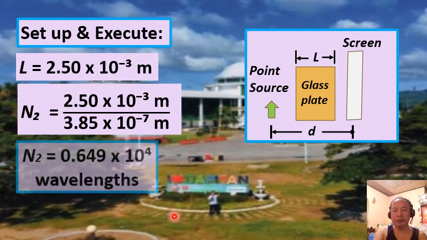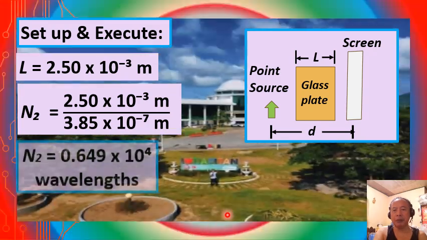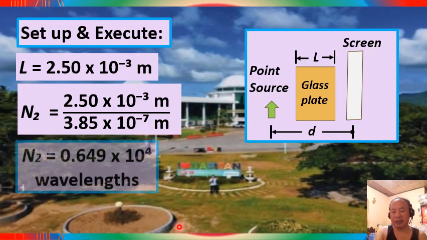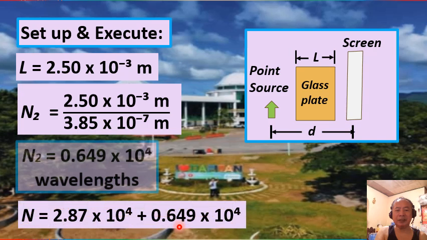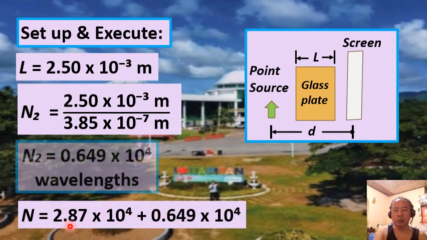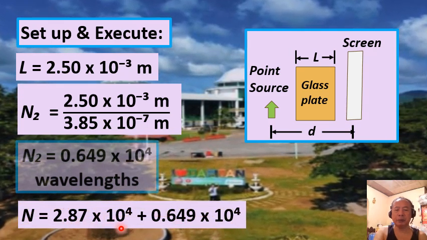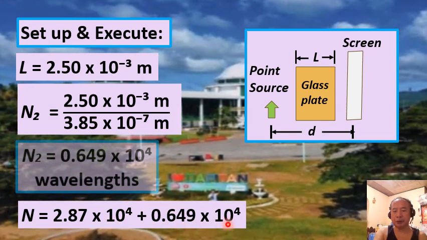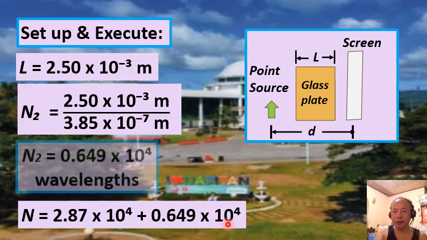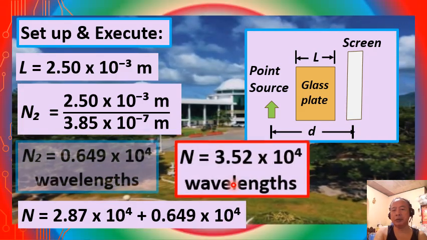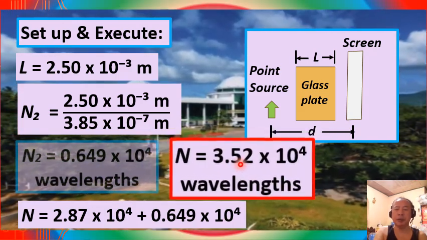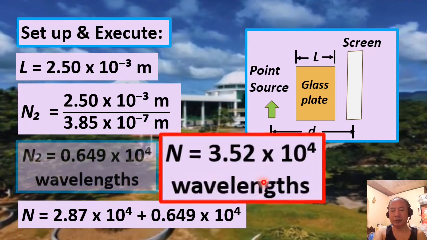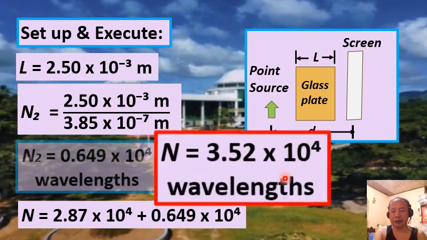So finally, we can now determine the number of wavelengths between the source and the screen, denoted by capital N. It's just the sum of 2.87 times 10 to the fourth plus 0.649 times 10 to the fourth, or capital N equals 3.52 times 10 to the fourth power wavelengths, which is our final answer.